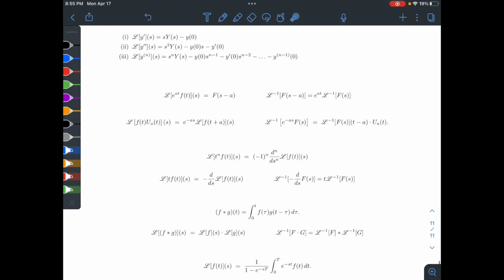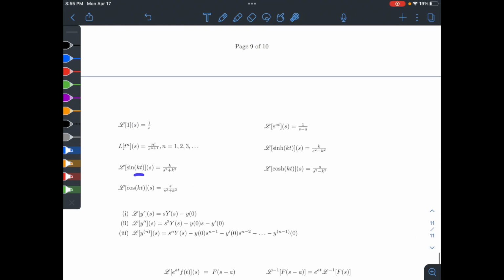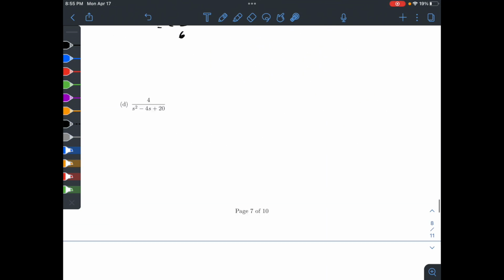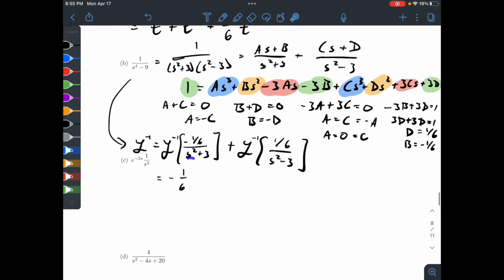That's almost like a sine thing. Sine of kt is like k over s squared plus k squared. So what's our k over here? So k is going to be like the square root of whatever that number is, which is 3. So it's going to be square root of 3. So this is like L inverse of like 1 over s squared plus square root of 3 squared.